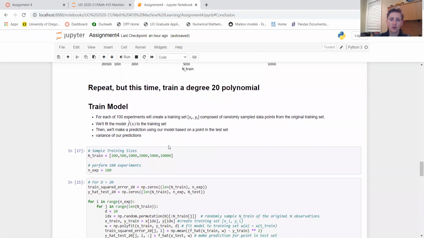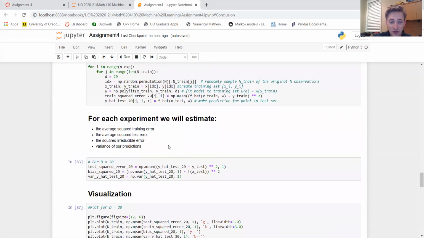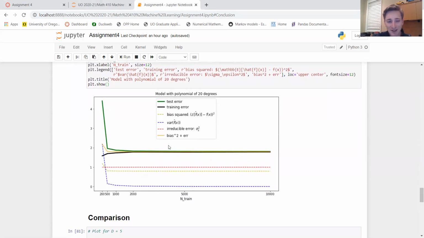So moving forward, now we're going to train our model on a degree 20 polynomial. Since I already went through the instructions and the process for the degree 5, the degree 20 is the same process essentially. So I'm just going to skip ahead to the visualization.